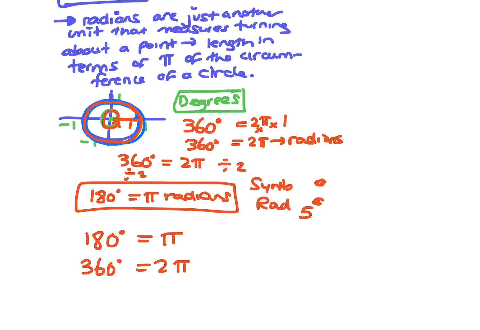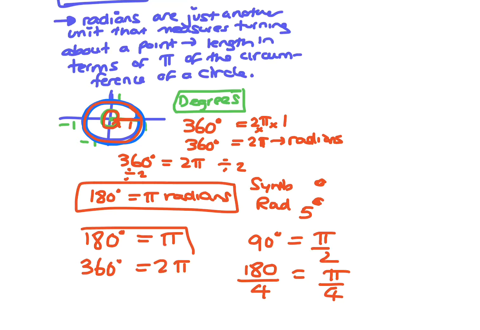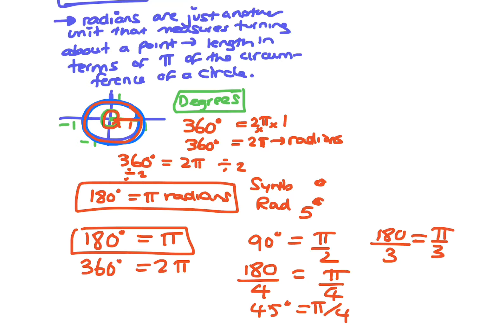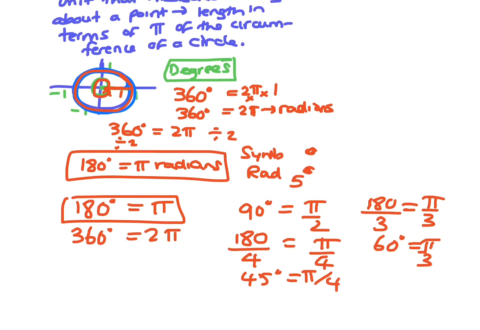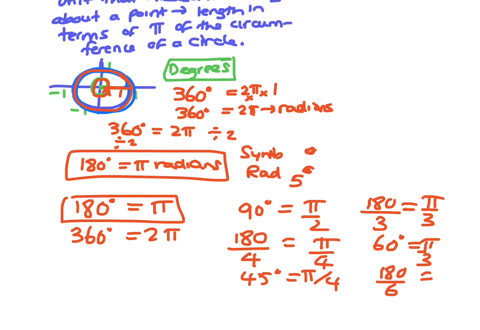If we get 180 and we divide it by 2, we get 90 equals pi over 2. If we get 180 and I divide it by 4, then I get pi over 4, because this is all based around this one here. So that means 45 will equal pi on 4. Get the 180 and divide it by 3. That means pi on 3 will equal, now 180 on 3 is 60 degrees. And then if we get 180 and we divide by 6, we get pi on 6. 180 divided by 6 is 30 degrees.